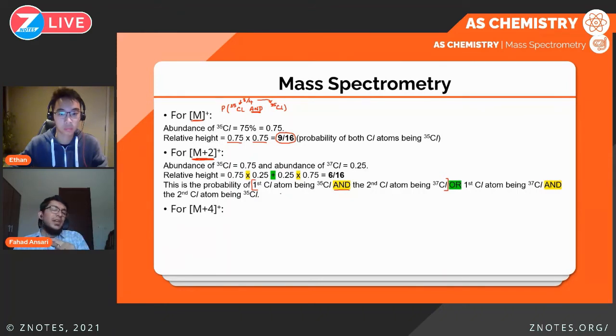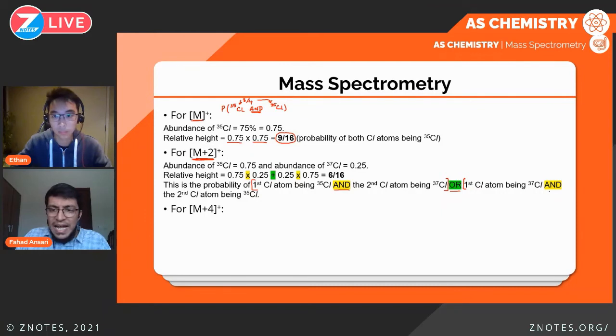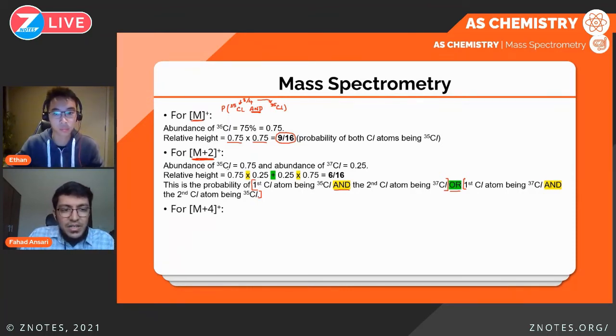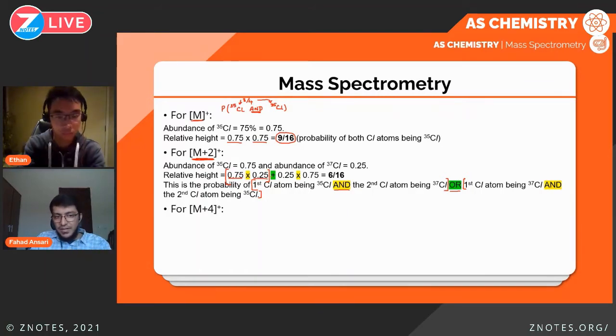But you can also switch them around. That's your second possibility, that the first chlorine atom is 37 and the second atom is 35, right? So now what we're going to do is, for the first statement, we have this probability over here, 0.75 times 0.25. This is for chlorine 35 and chlorine 37, right?